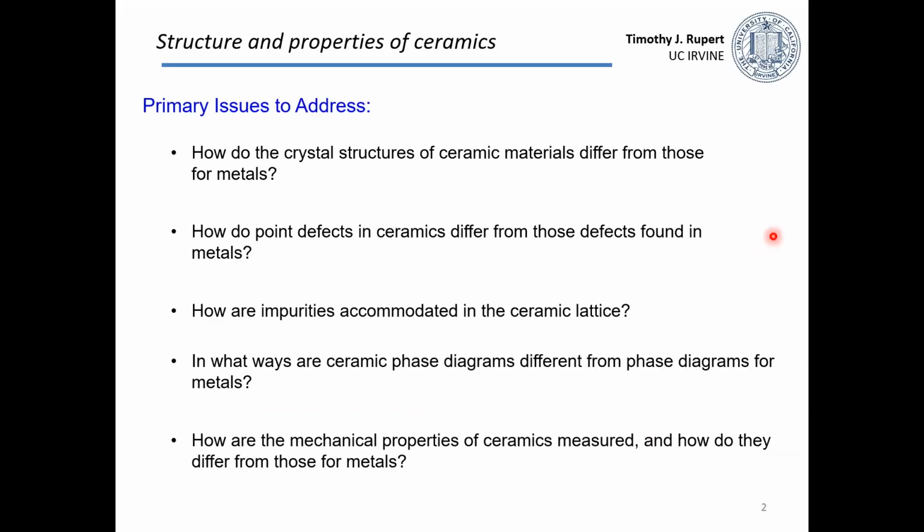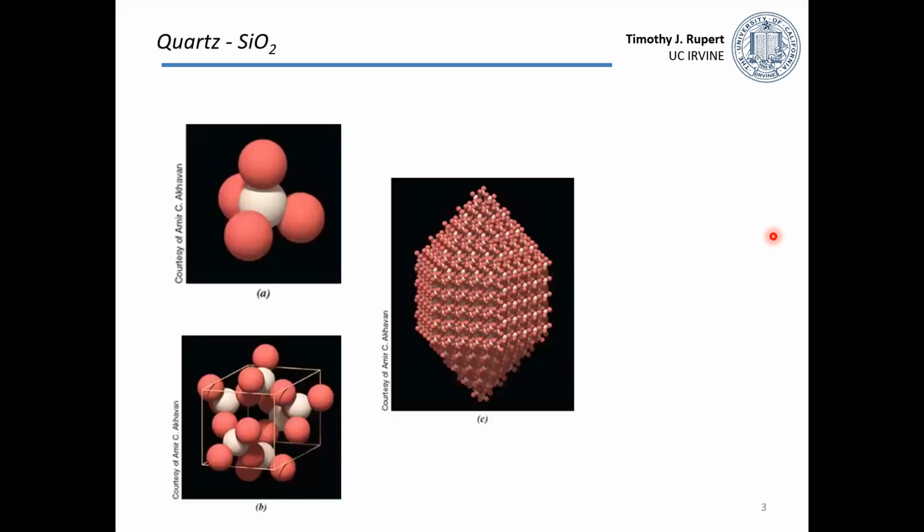So some of the primary issues that we're going to address are: what are the crystal structures and how do they differ from what we saw in metals? What do point defects look like in ceramics? How are impurities accommodated? What do phase diagrams look like? We'll see that a lot of these things are similar. And then we'll finish with mechanical properties of ceramics and how they differ from metallic systems.